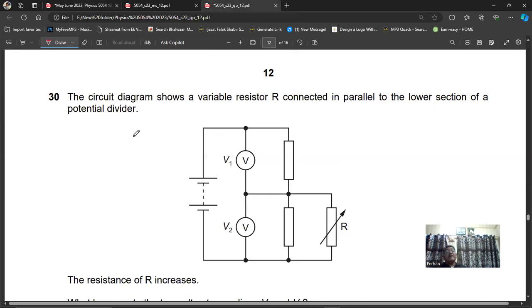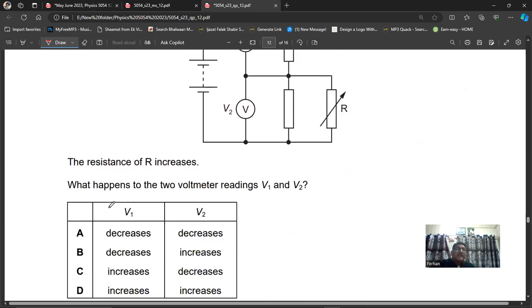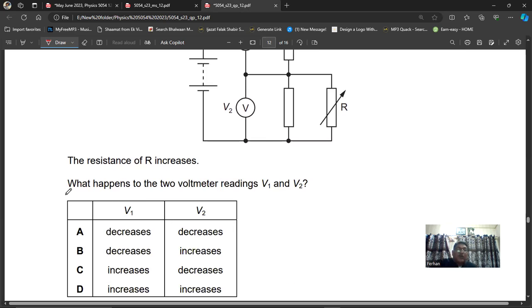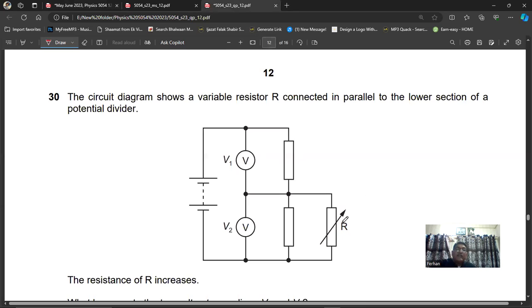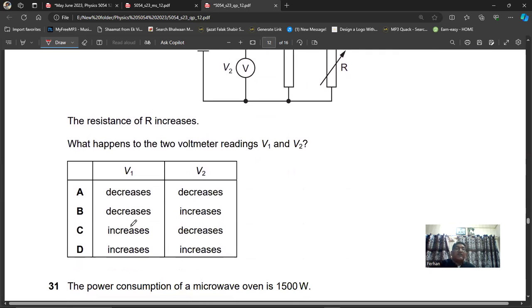He says the circuit diagram shows a variable resistor R connected in parallel to the lower section of a potential divider. Okay. The resistance of R increases. What happens to the two voltmeter readings V1 and V2? When you increase this R, the voltage drop here will increase and the voltage drop here will decrease. So the V2 reading should increase and the V1 reading should decrease. So I think B is the option.